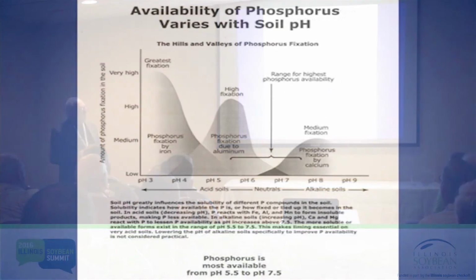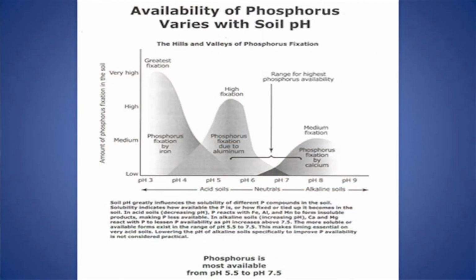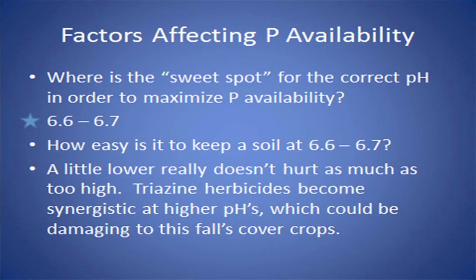Next one's pH. Notice down the very bottom here we're talking about a pH of 5.5 to 7.5. That's like trying to shoot baskets by throwing a ball into a pond and saying, oh, I made a basket. That's not a basket. That's just a huge area. I want you to be right here. I want you to be at the best spot. I want you to be at what I call the sweet spot in forest pH. And that sweet spot for P availability for soybeans is 6.6 to 6.7.